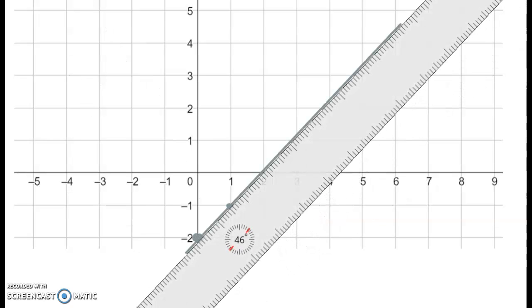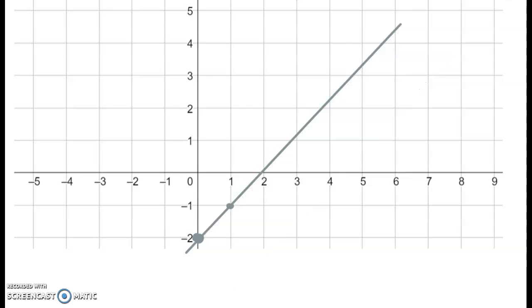When the points are pretty close together, it can be worth drawing a third point just to make sure you're being really accurate. You can see if you look closely here, I've gone a tiny bit off here, which isn't brilliant, but it'll do for now.